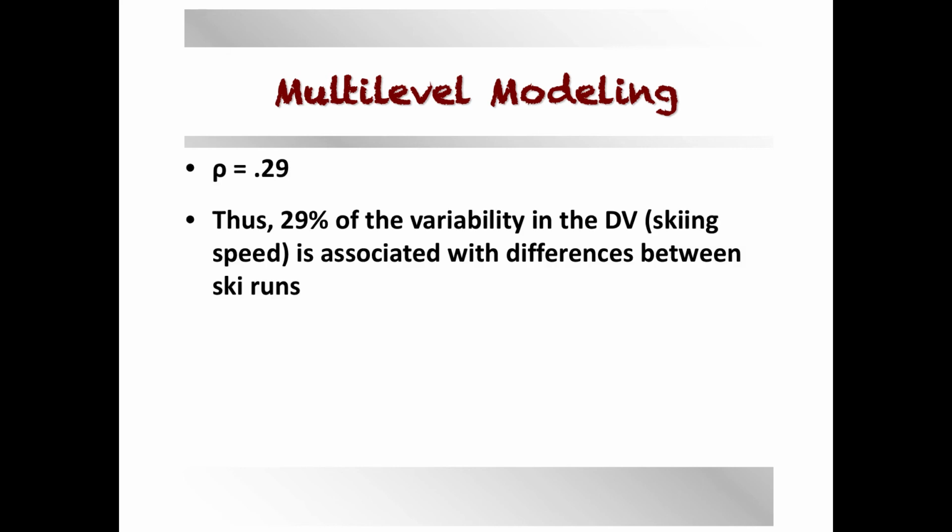And so what that means is 29% of the variability in the DV is associated with differences in the group, or in this case, 29% of the variability in skiing speed is associated with differences between ski runs. So you can imagine, if this is treated as a percentage of variability, the higher the value, the more important the grouping variable is, the more important the ski run is in this case. If it's down towards 0, then you might just not do the multi-level model at all.